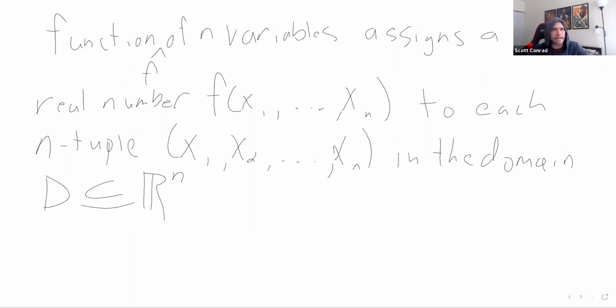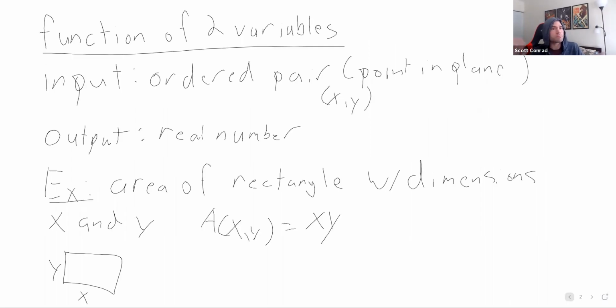So R2 is the plane, R3 is space, et cetera, et cetera. Rn is the set of all n-tuples. But for all these, you're inputting points. So for two variables, points in the plane, three variables, points in space, n variables, points in n-dimensional space, and they're all outputting a real number.